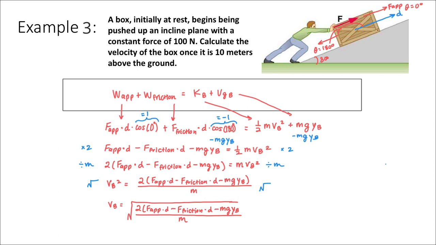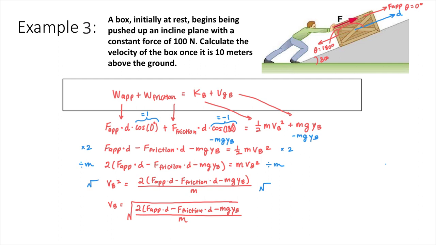I went ahead and multiplied both sides by 2, divided by the mass, and then took the square root of both sides to get an expression for VB in terms of the applied force, displacement, frictional force, mass, acceleration due to gravity g, and height of the box.